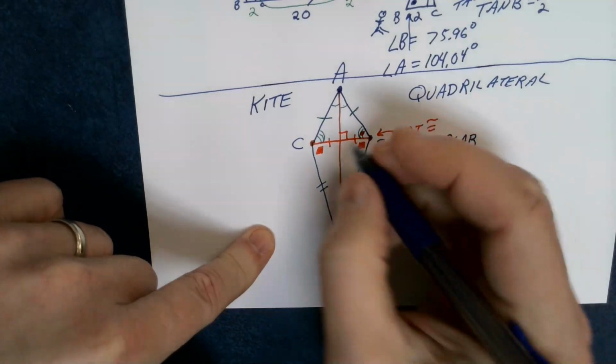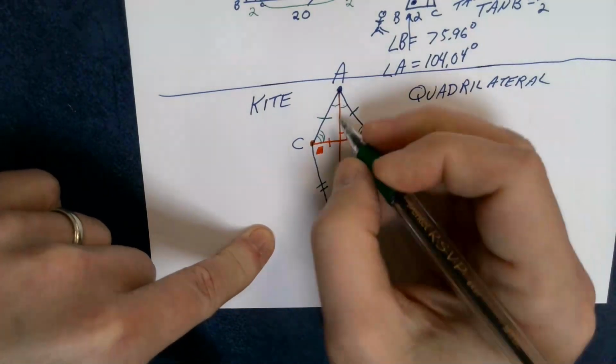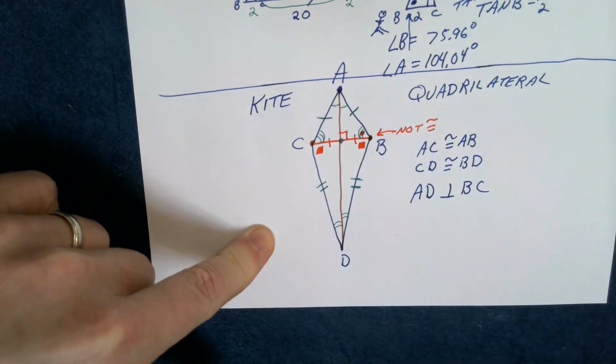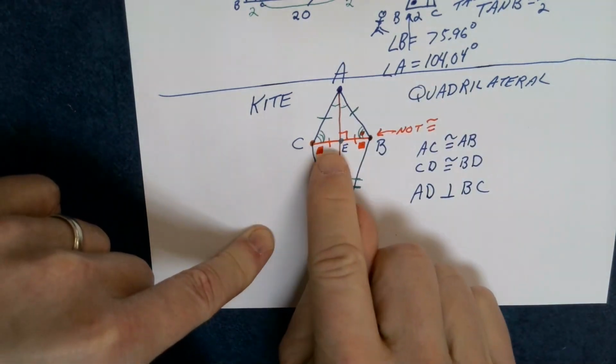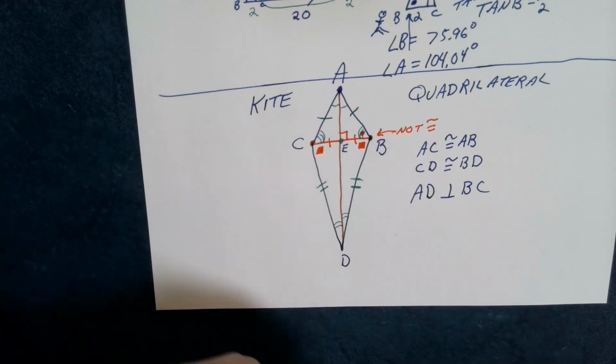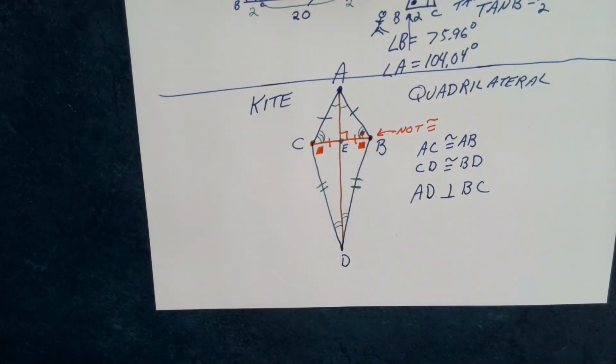You'd know that if this was, let's call this point E right in here, point E, you know that CE is congruent to EB because those have to be perpendicular bisectors. Then there's all kinds of different stuff that you can get following the information from these kites.